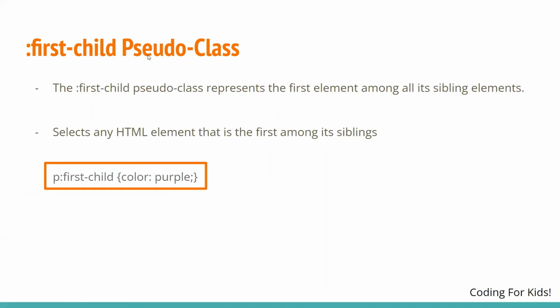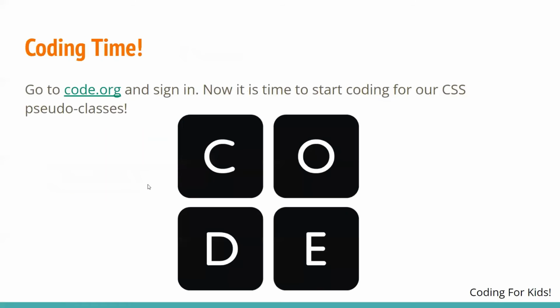Even if we have 3 paragraphs, the first one would be the first child. So the first child pseudo class only adds it to the first paragraph, or the first element among all the others, all its siblings. And you can see right here we have a little example. So that was all of the pseudo classes. Now let's get to coding.